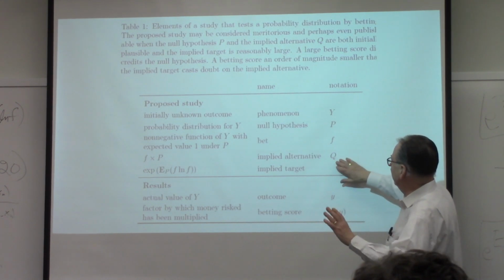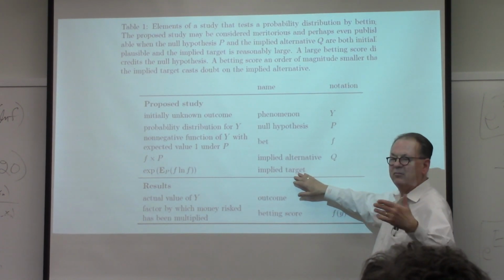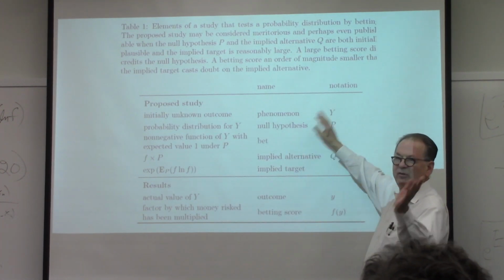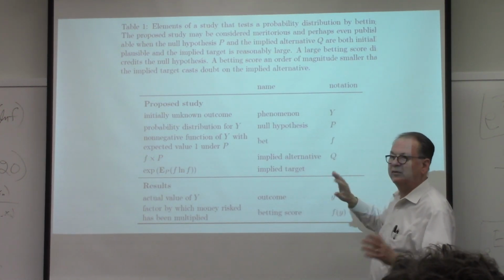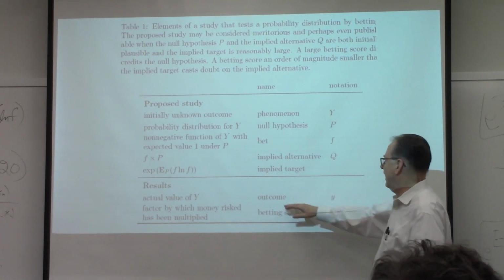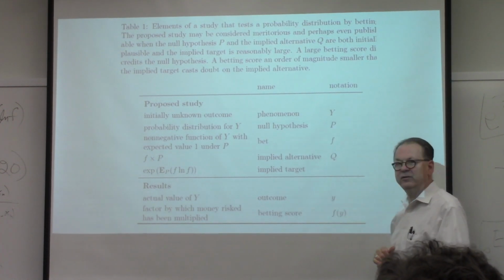And then, if the implied target is not good enough, you shouldn't do the study. It should not be publishable if you don't have a good implied target. It's like a test without power. But then you see what the actual outcome is, and you see what the betting score is.